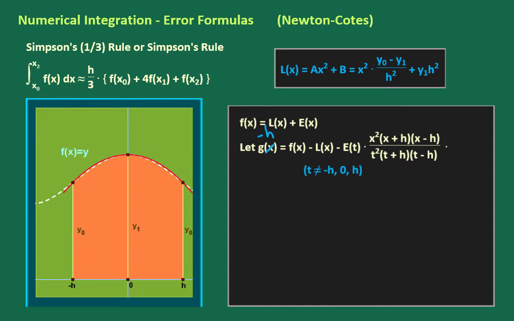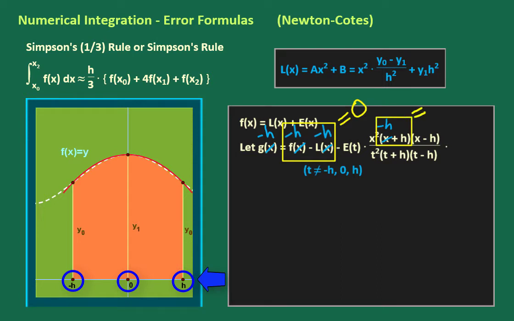We plug in minus h for x and determine the value of g of minus h. On the right side, we have f of minus h minus L of minus h. Now recall that f of x and capital L of x are supposed to be equal at these 3 values of x. And so f of minus h minus L of minus h is 0. Plugging in minus h for x in the third term, more specifically in the numerator, we get a factor which is equal to 0, so that the numerator and the entire third term of g of minus h is 0. And therefore, g of minus h is 0.